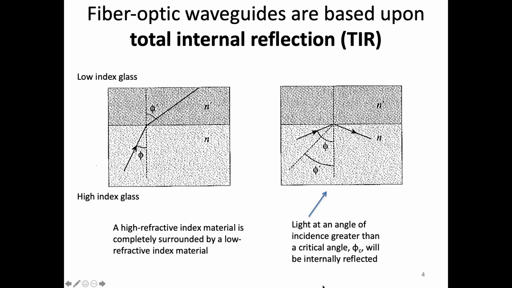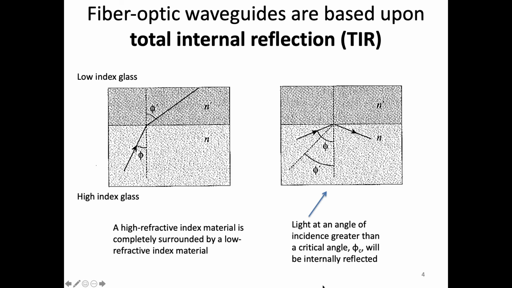All right. So in a fiber optic system, the overall entity is called a waveguide because we're trying to guide a wave through a fiber. And so this whole idea is based on the principle of total internal reflection, sometimes abbreviated TIR.